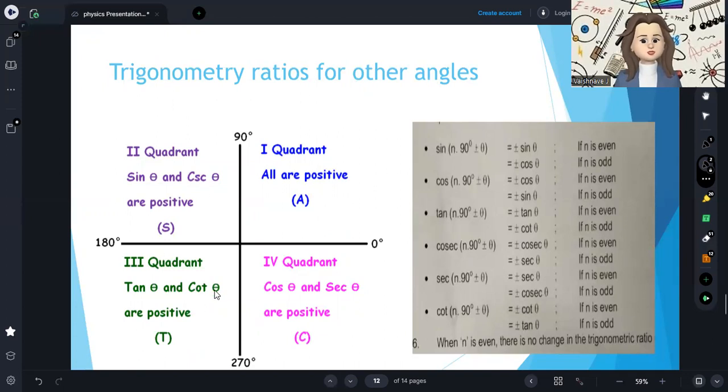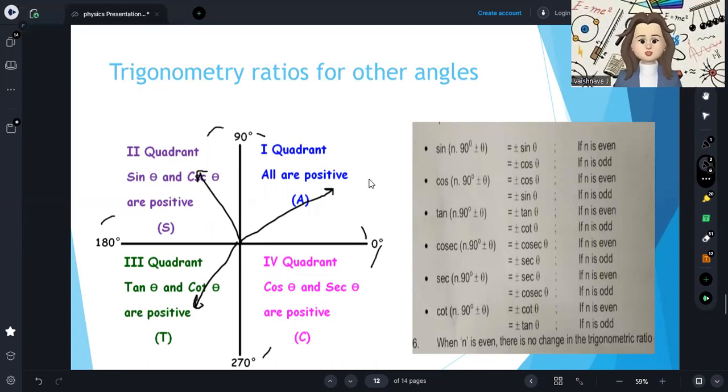If you want to know why we get minus theta, you have to know the trigonometric ratios plane. Do you know the xy axis, right? So let's take it like that: 0, 90, 180, 270 degrees. If the ray is between 0 and 90, all the ratios are positive. If the ray comes between 90 and 180, then only sine and cosecant are positive. When it comes to this side, tan and cot are positive. When it is between 270 and 360 degrees, cos and secant are positive.